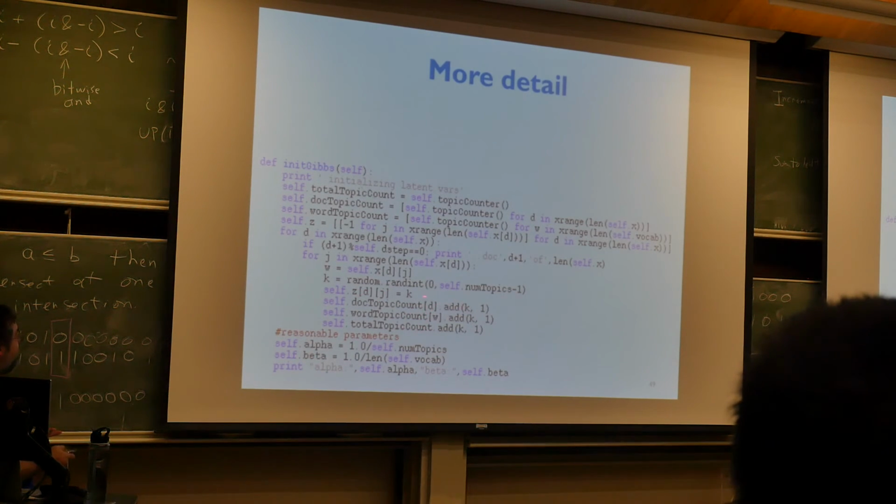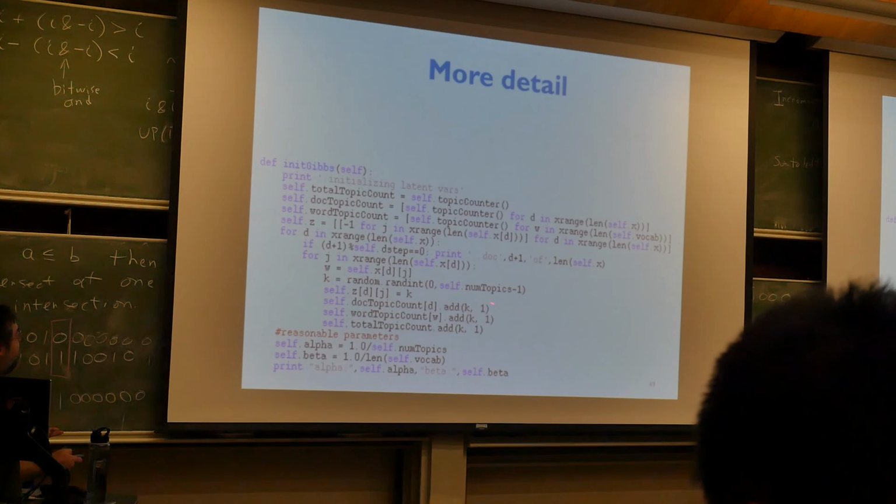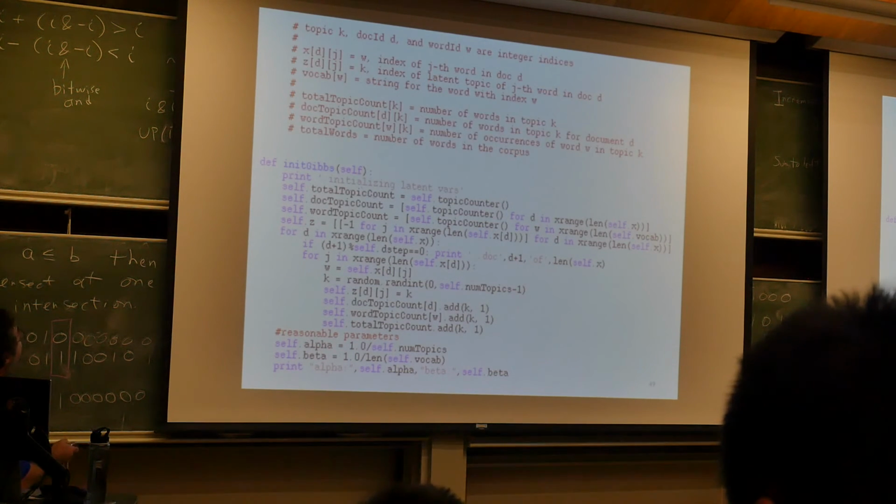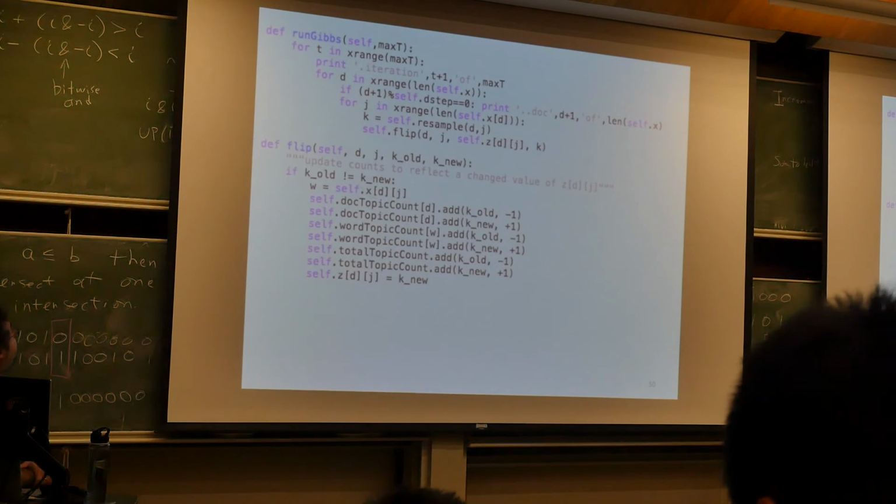Now I've got to update my counter. That topic has occurred one more time in this document. That word has been associated one more time with that topic. K has been used one more time, so the total number of times that topic's been assigned should also get incremented. And then these are the smoothing parameters that I'm going to use. So this is basically just putting in an initial random set of assignments.